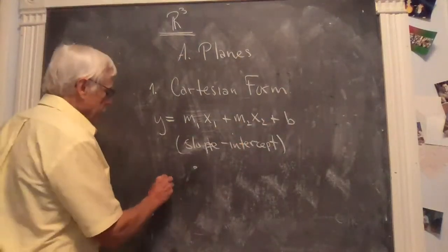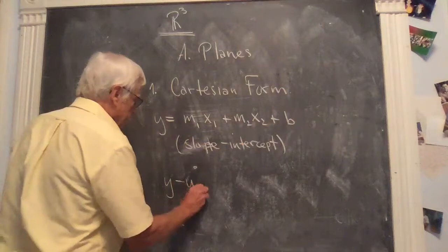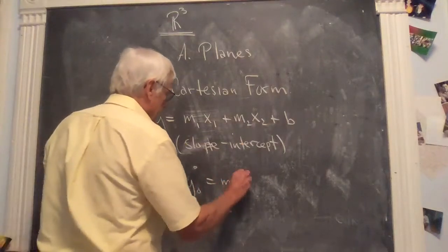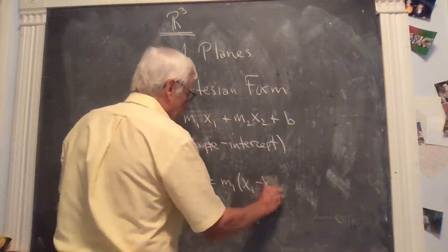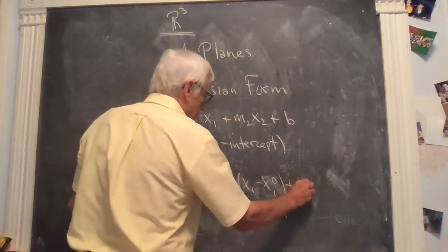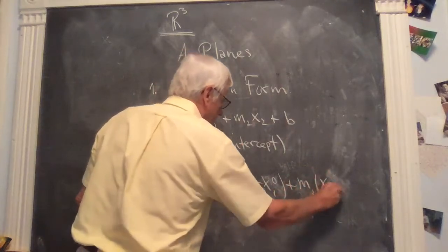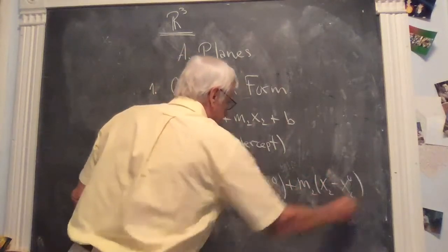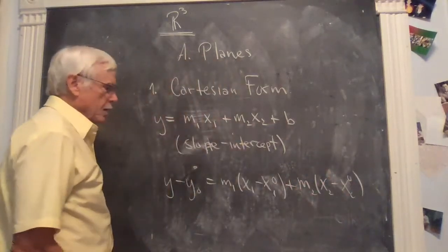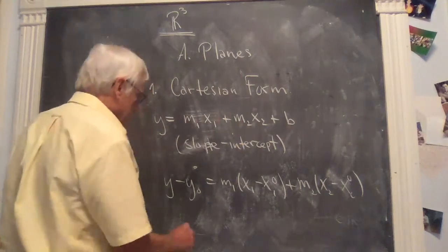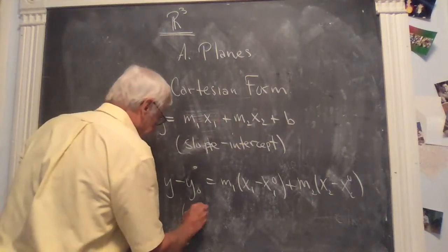And it's got another one, y minus y naught equals m1 times x1 minus x1 naught plus m2 times x2 minus x2 naught. And this is the so-called point-slope form.